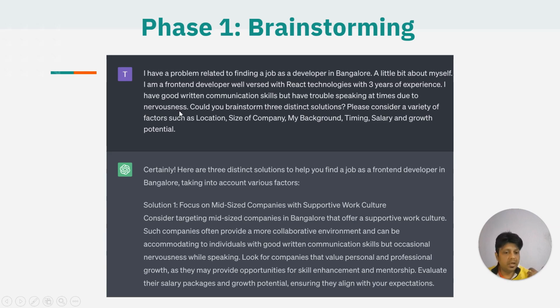So you also presented the constraint, and then you asked ChatGPT, could you brainstorm 3 distinct solutions? Please consider a variety of factors such as location, size of company, my background, company salary, and growth potential. So you gave your background, you gave the constraint that you have trouble speaking at times, and you also asked ChatGPT to come up with all possible solutions. But here you have specified that I need 3 solutions and consider these things as well. So this was the first phase, which is brainstorming, and based on this input ChatGPT came up with 3 solutions.